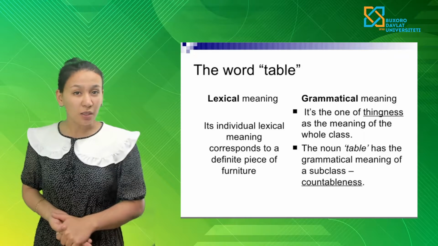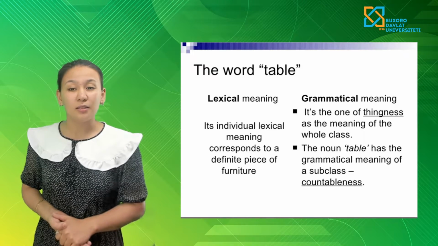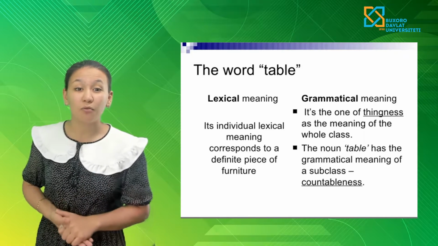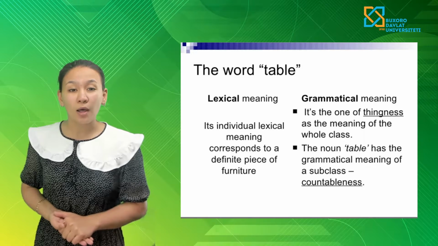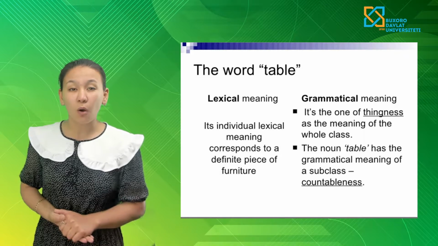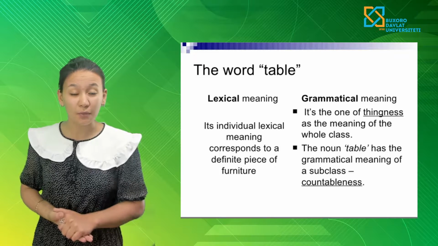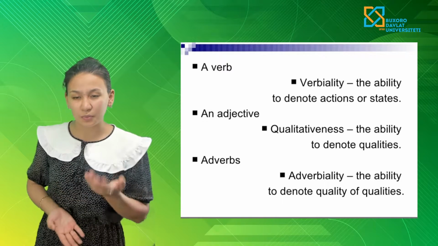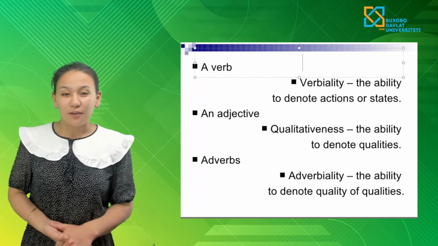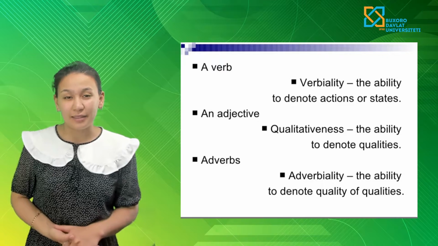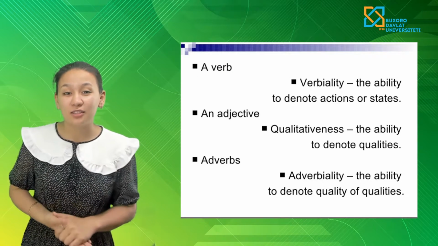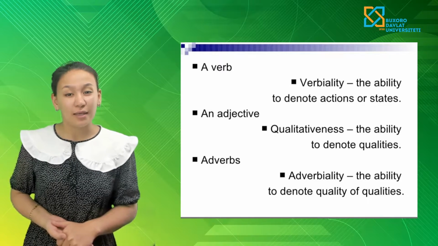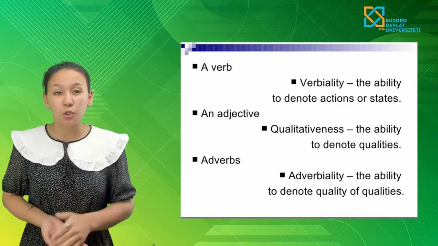The individual lexical meaning of the word table corresponds to a defined piece of furniture. The grammatical meaning is the meaning of the whole class. The noun table has a grammatical meaning of a subclass, countableness. The verb means verbality, the ability to denote actions or states. The adjective means qualitativeness, the ability to denote qualities.